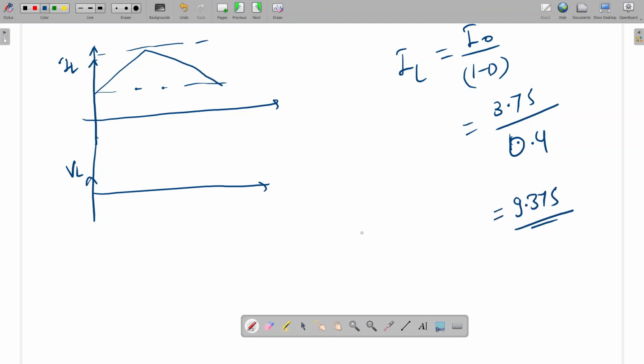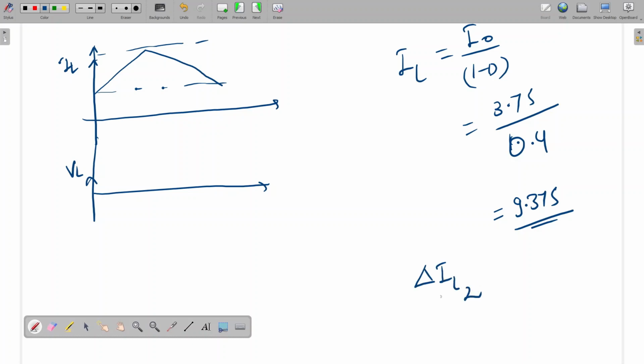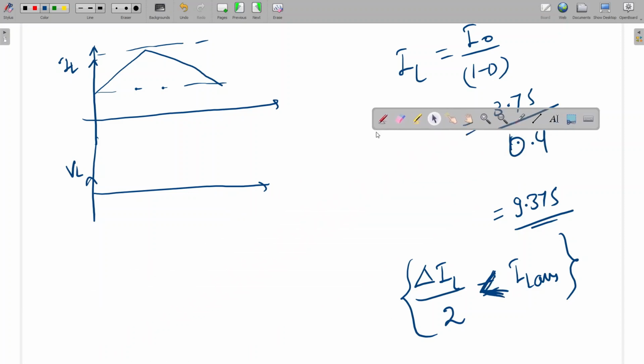Okay, so we can analyze the boundary condition. Boundary condition means delta IL by 2 should be equal to IL average. This is the boundary condition. If IL average is greater than delta IL by 2, then it will be continuous. So a little bit I am going to explain about the boundary condition.